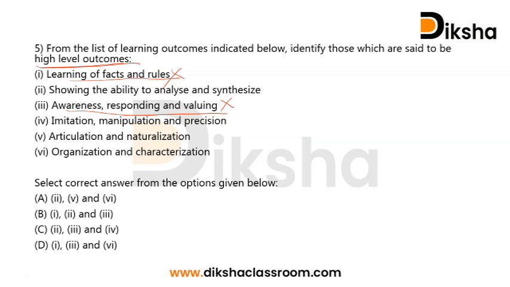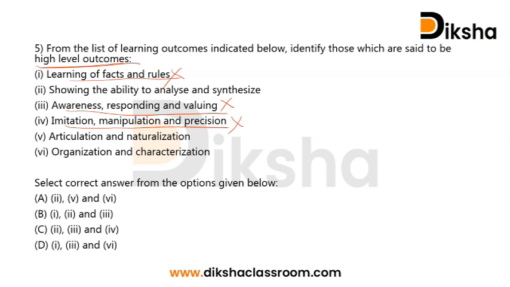Then, imitation, manipulation, and precision. What complex mental processes do you need to do imitation, manipulation, or precision of a material or a particular piece of information? You can imitate, you can manipulate, and you can do precision in any material without thinking further or without using your complex or higher order mental processes. You don't need that here. So definitely this is an incorrect one. Now consider the other options.